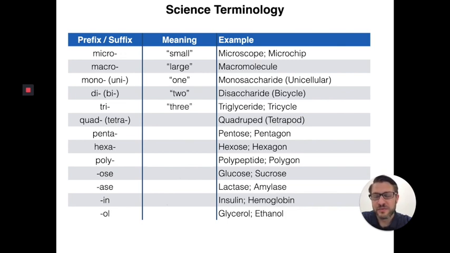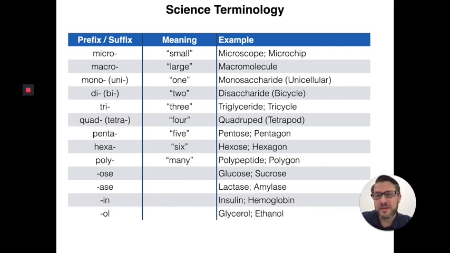Then we have tri, which of course means three. Think about a triglyceride, has 3 fatty acids. Then a term that we didn't specifically go over was quad or tetra, which is the next number in the list, which means 4. A quadruped is an animal that walks on 4 legs. Then we have penta. So we use that in the example pentose, which is a 5-carbon sugar. Then hexa, which means 6, and we have a hexose, which is a 6-carbon sugar. Then we have the term poly, which means many. So if we think about a polypeptide or a polygon, okay, so this is where we have many of something.